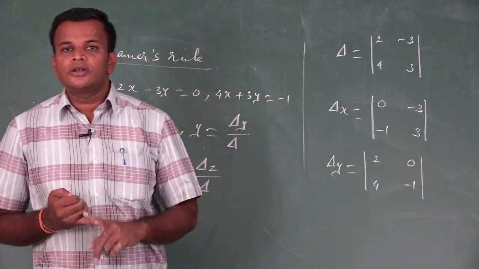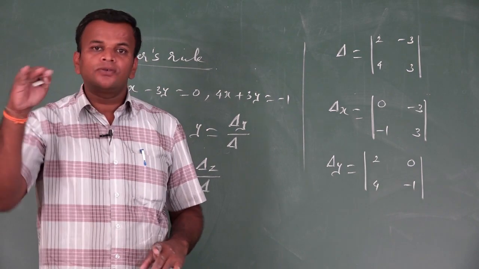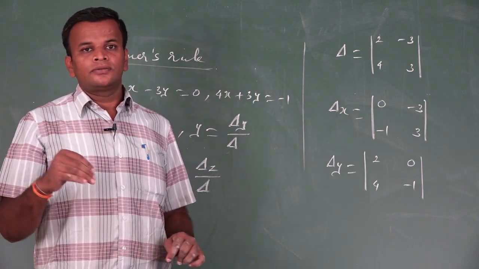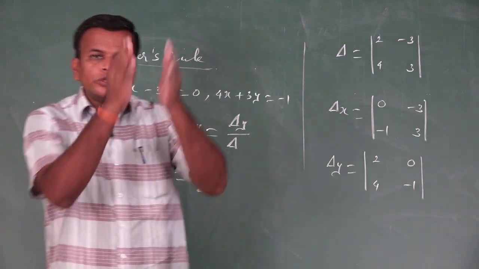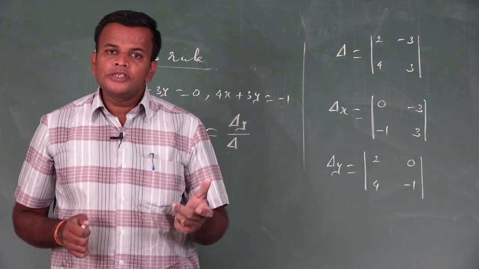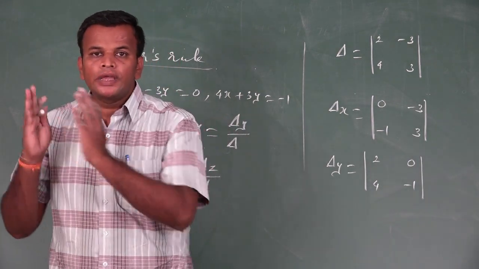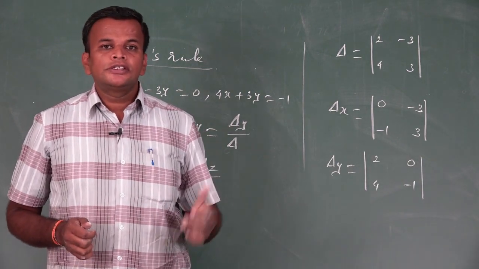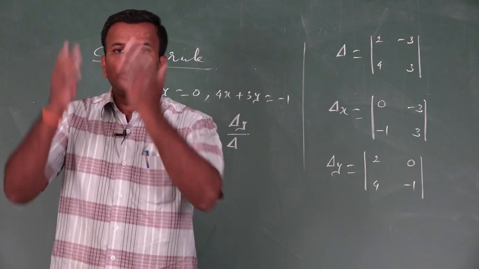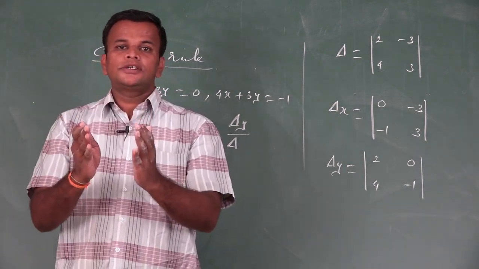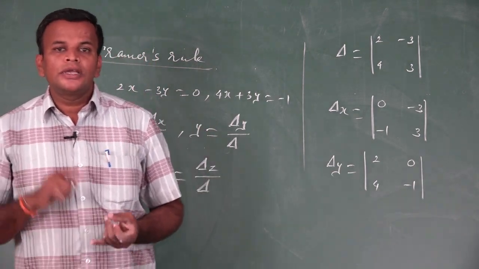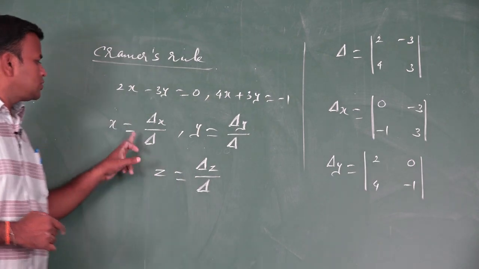The first equation's coefficients of x, y, z lie in the first row, the second equation lies in the second row, and the third equation lies in the third row. Del x means we remove the coefficient of x column and enter the RHS column. Del y means we remove the coefficient of y column and enter the RHS column. The same manner for z also. Suppose we find del z, we remove the coefficient of z column and enter the RHS, and that is the value of del z. And finally, the formula to calculate x, y and z is this one.